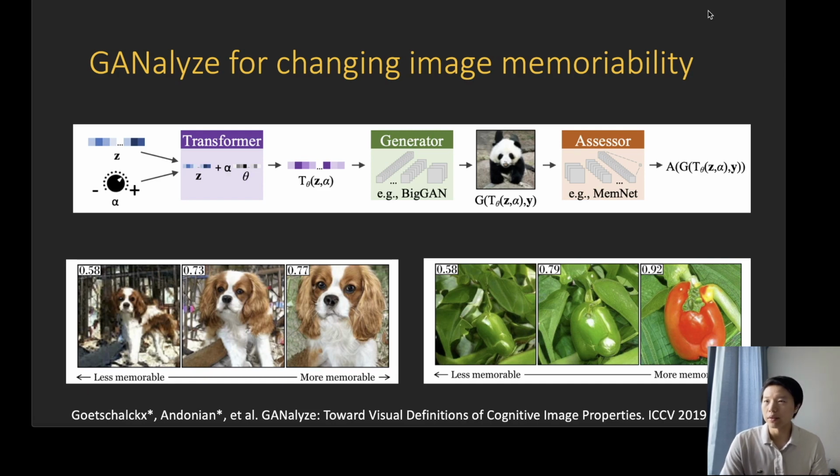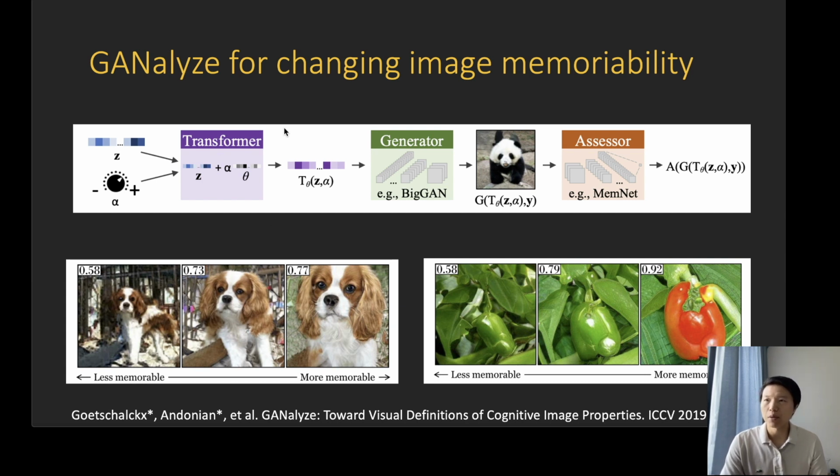Here is also another work from Philip's group. They propose a framework called GANalyze for changing image memorability. Basically, they have this pre-trained generator, so they use a BigGAN. Then there is this transformer, and then there is this assessor. The assessor is an off-the-shelf pre-trained network that can predict the memorability of images. So they use the assessor to train the transformer.